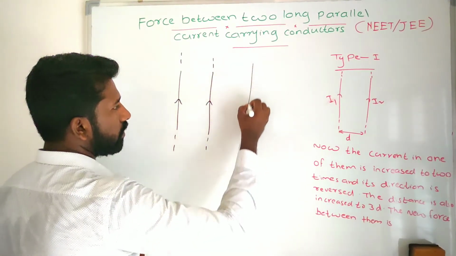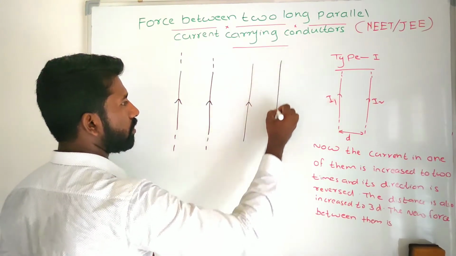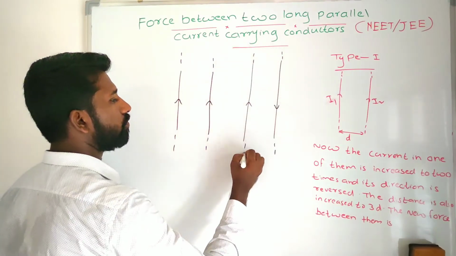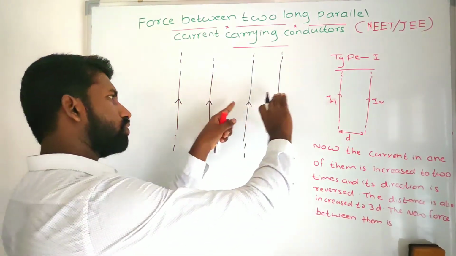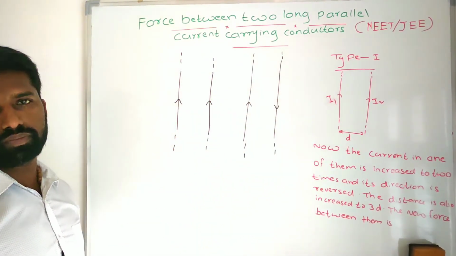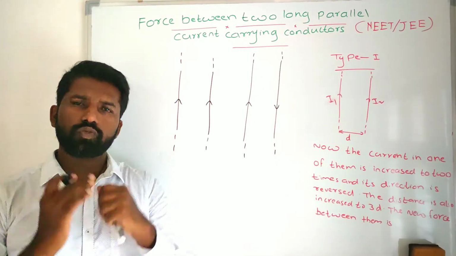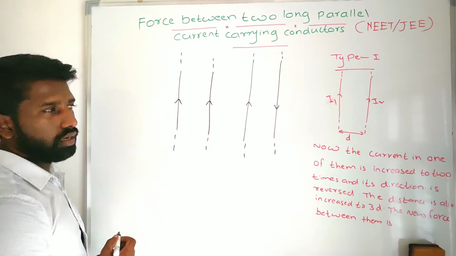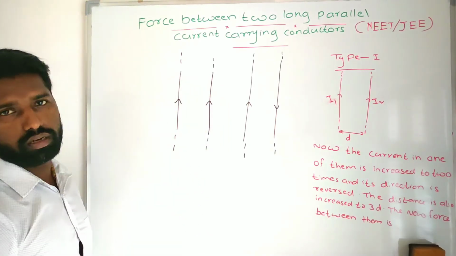Okay. If the current is going in the opposite direction, the force is repulsive. That means these two repel each other. Okay. Why is this force acting on it? You see, this is one current carrying conductor. This is another current carrying conductor.